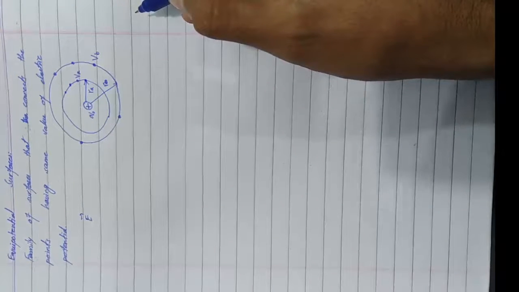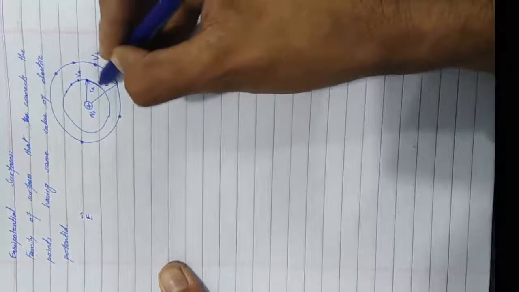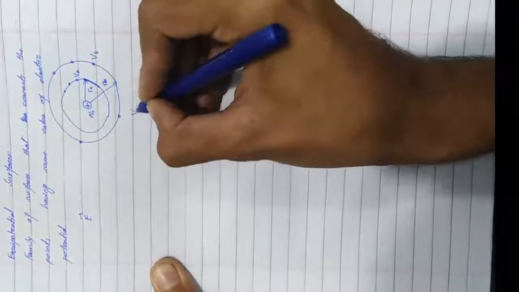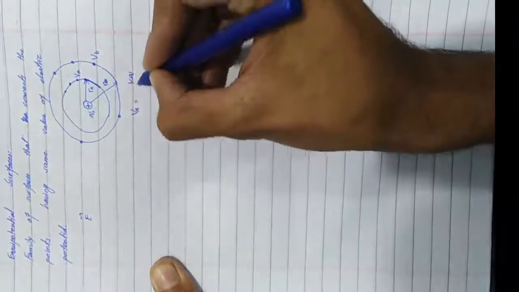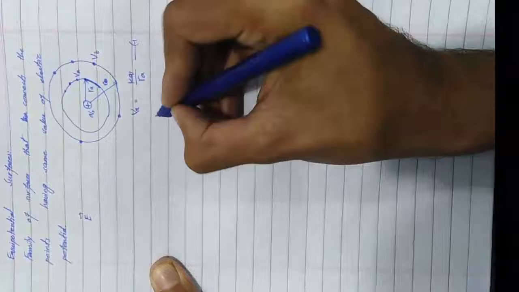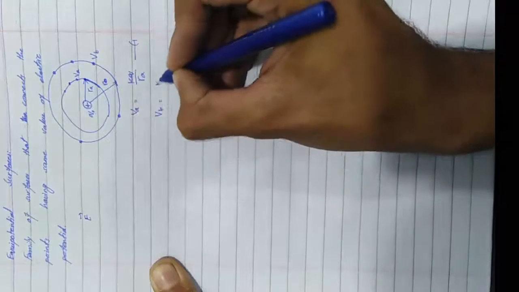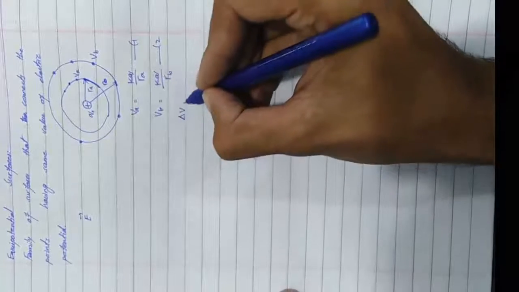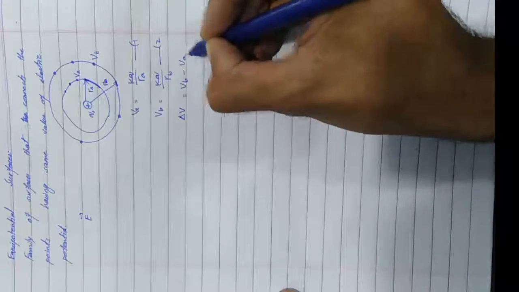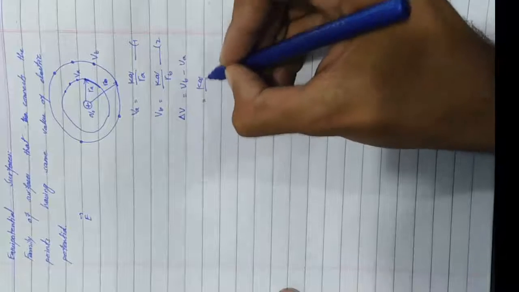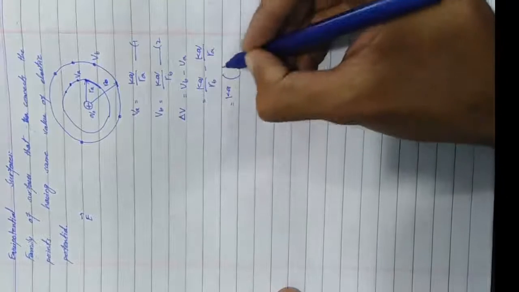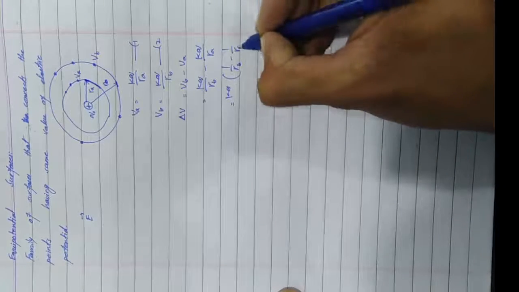And here we will prove that on the same surface the potential difference will be zero. At a distance Ra, potential Va can be given as kq over Ra, and at a distance Rb, potential Vb can be given as kq over Rb. Then the difference of potential can be given as Vb minus Va, or putting values, kq over Rb minus kq over Ra. Taking kq common, we have 1 over Rb minus 1 over Ra.